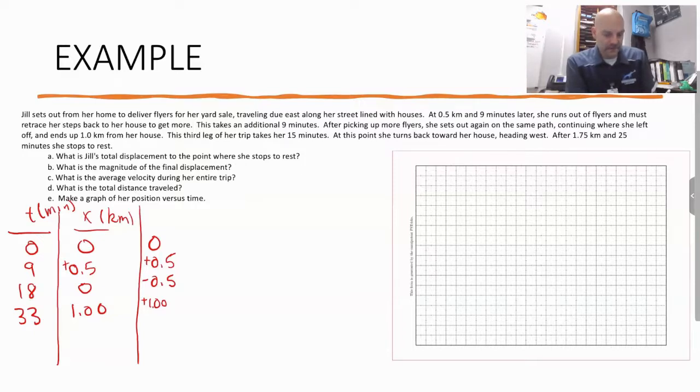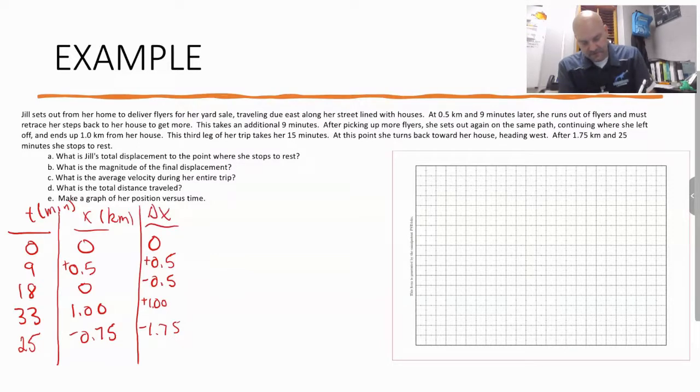And then finally, the last 25 minutes, she's walking a displacement of negative 1.75 meters, which makes her position finally at 0.75 meters, right? So this is her, I forgot to label it. And so again, delta x is going to be x minus xo, okay?